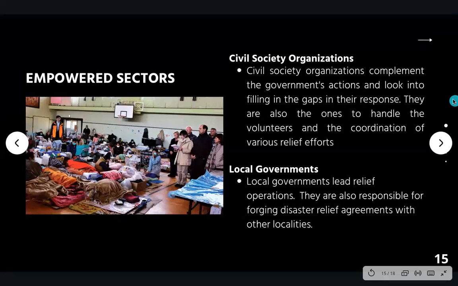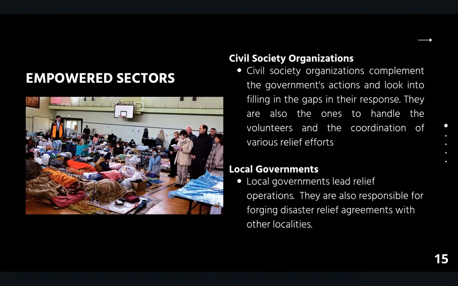So, in this disaster, very few sectors are empowered. And here are a few of the sectors that were empowered after the unfortunate event. First are the civil society organizations. Civil society organizations are supposed to complement the actions and the plans of the government. They also aim to fill in the gaps left by the government's response.